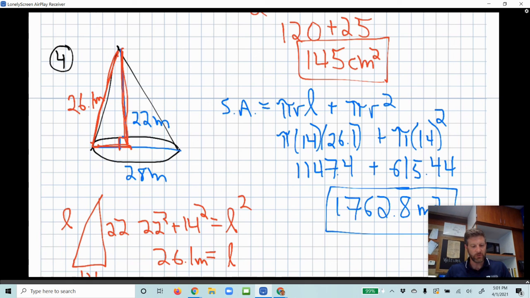And sometimes you'll have to use this little trick to take the height or the altitude and find your slant height right over here. Okay, time to get organized, time to crunch some numbers, time to have some fun finding surface area.